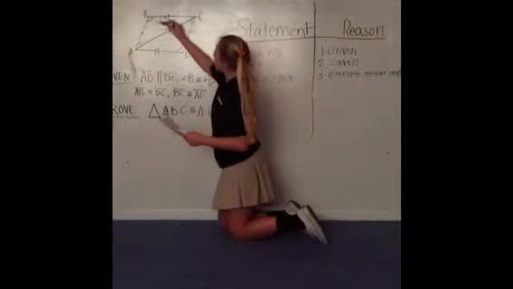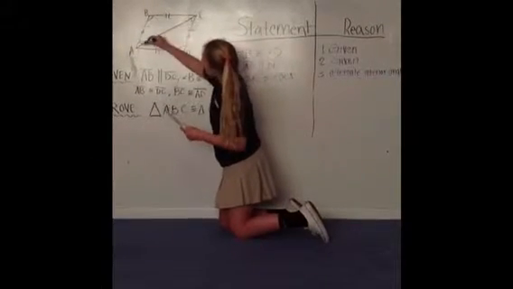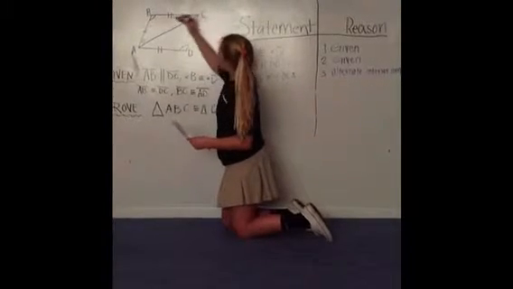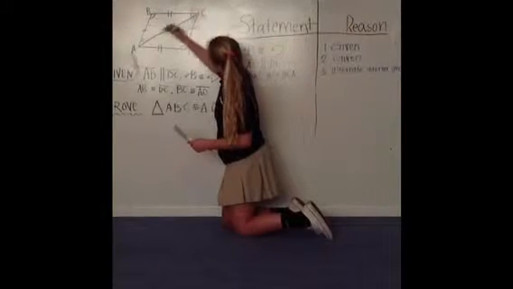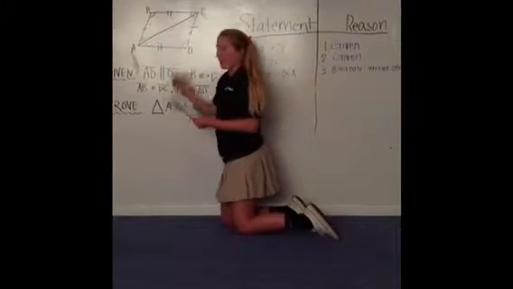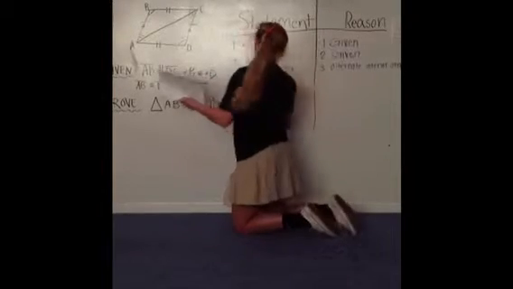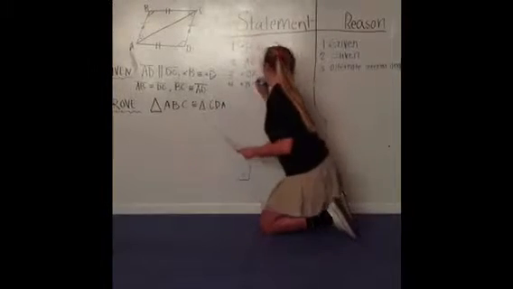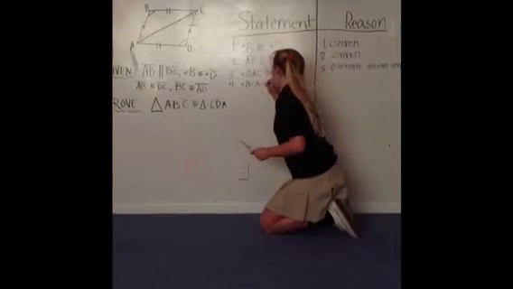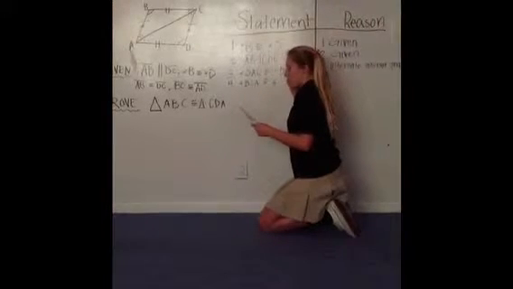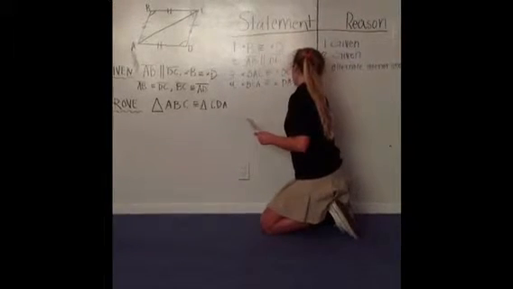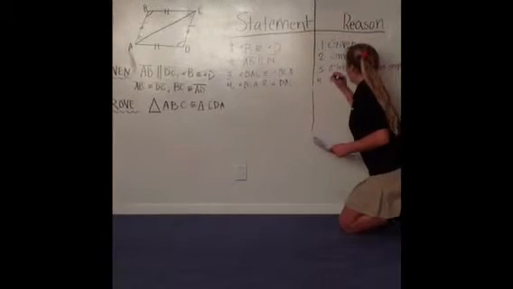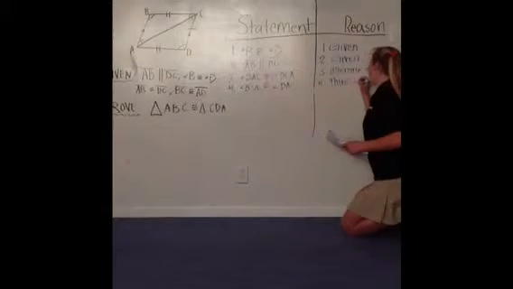Step 4 is angle BCA is congruent to angle DAC. So that would be this angle is congruent to this angle, and that is because of the third angles theorem. So for step 4, we would write angle BCA is congruent to angle DAC. And of course, because of the third angles theorem.